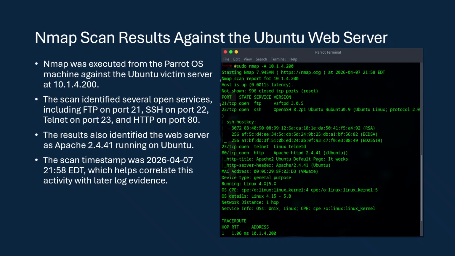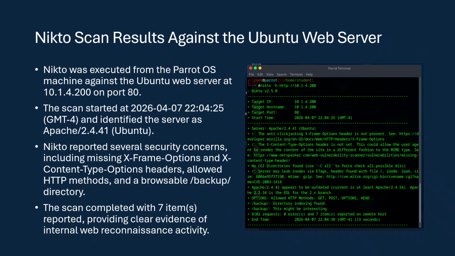the Apache access logs. It shows the Nikto scan results against the Ubuntu web server at 10.1.4.200 on port 80. The scan began at 22:04:25 and identified the target as Apache 2.4.41 running on Ubuntu. Nikto reported several notable findings, including missing security headers such as X-Frame-Options and X-Content-Type-Options, allowed HTTP methods, and a browsable backup directory.